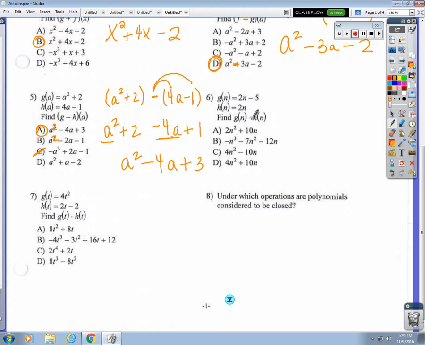Multiply them. They want you to start with the g function, which is 2n minus 5, and multiply it by the h function, which is 2n. So how do you multiply stuff like that? Distribute. 2n times 2n is 4n squared, so that eliminates a and b. 2n times negative 5 is minus 10n, so c. Okay, go ahead and try 7.